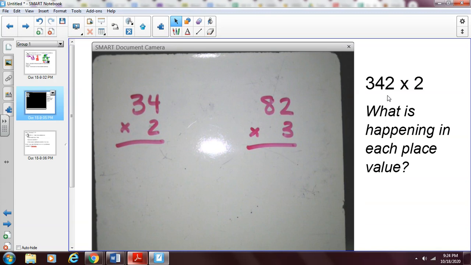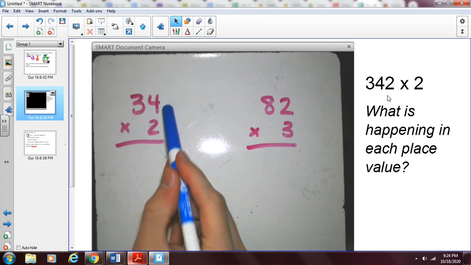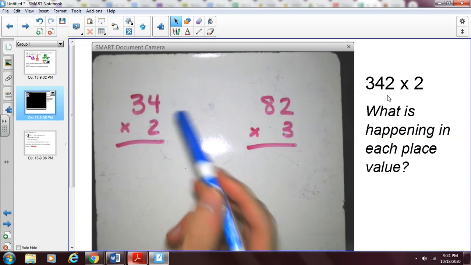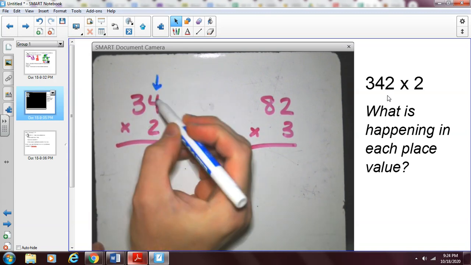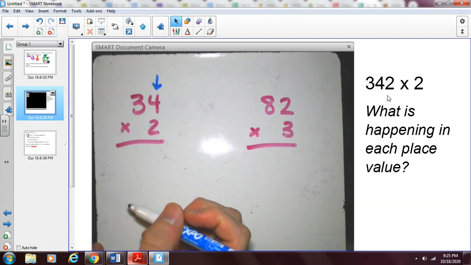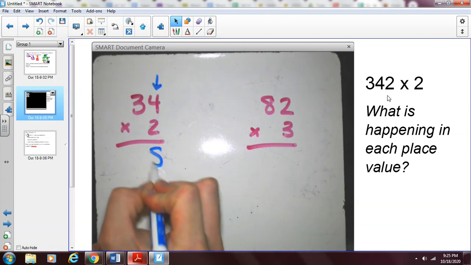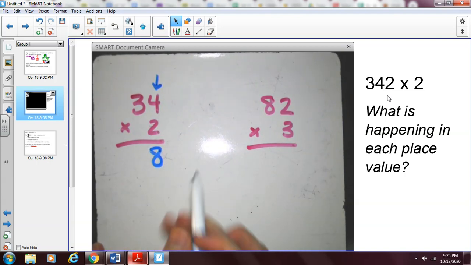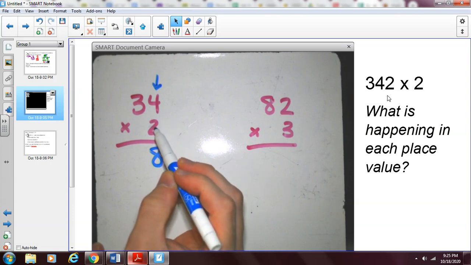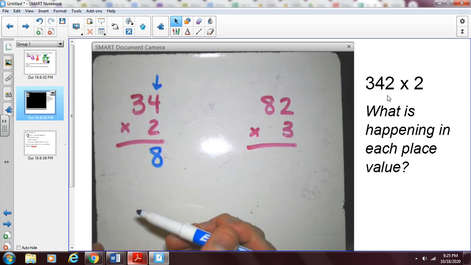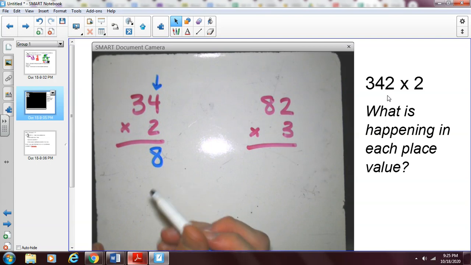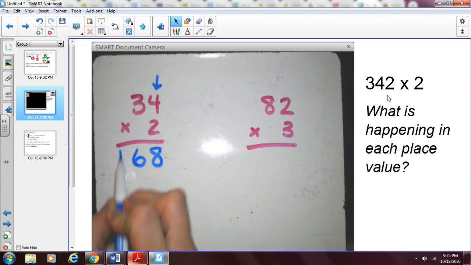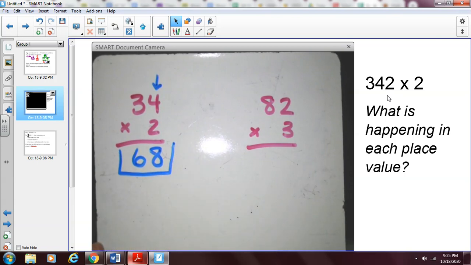So the first thing we can do is think about 34 times 2 and think about my ones place. Remember, we always start in our ones place value. So I'm going to multiply 4 times 2 and get 8 ones. And then I can shift over here and do 2 times 3 tens. That's 6 tens. So my 6 ends up in my tens place. So my final answer here is 68.